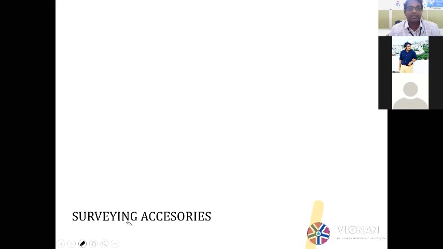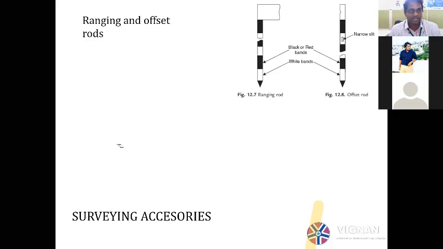When you are conducting surveying, you need to have certain instruments, and we'll discuss instruments now. I'm not going to detail all of it, just a few of them. The main accessories we'll discuss now. First and foremost, we need to carry ranging rods, or offset rods. Ranging rods are rods we keep on the ground.